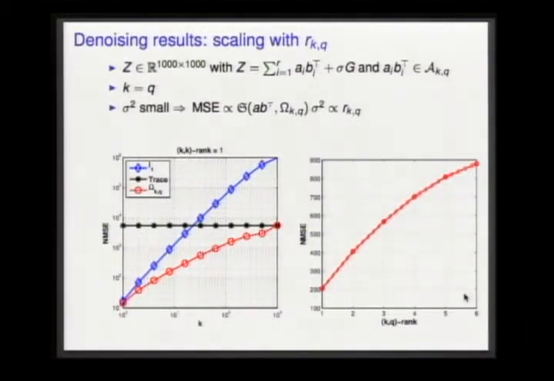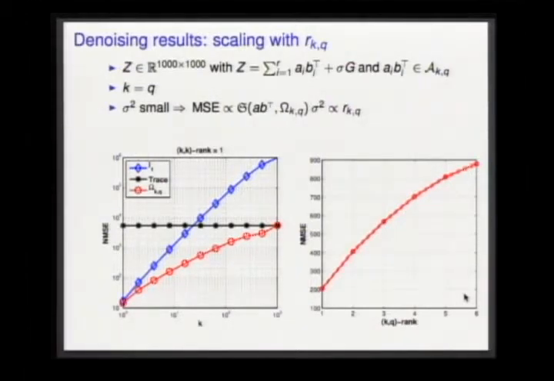So we did a set of numerical experiments which helped us verify that our theoretical findings were correct. First of all, here in this plot, it's one atom plus a small noise matrix, and we denoise this using our algorithm. And we did the same thing by denoising using the trace norm and the L1 norm.